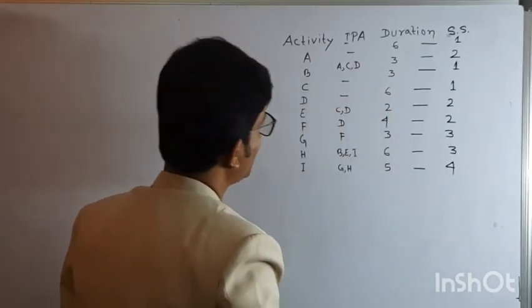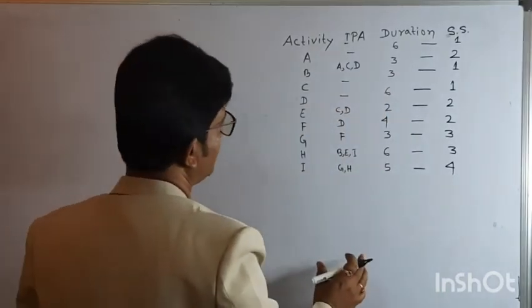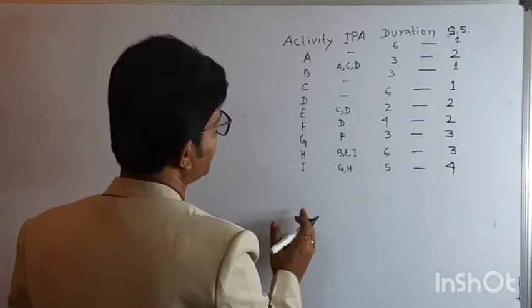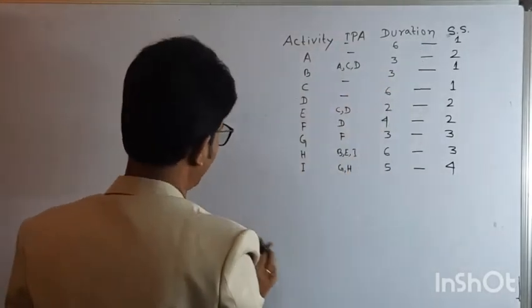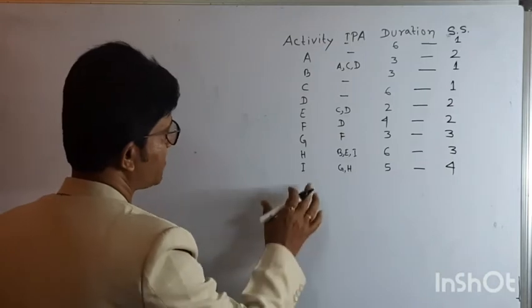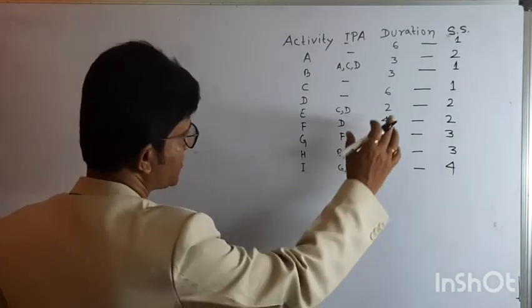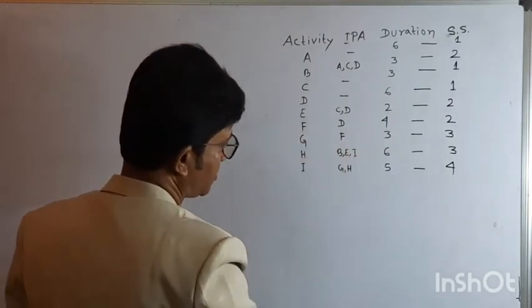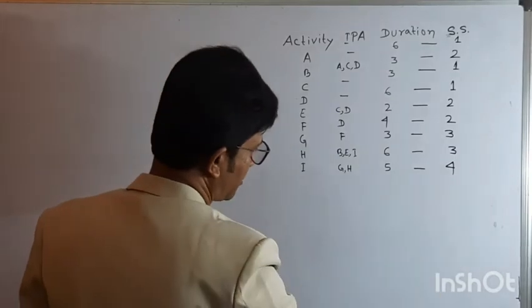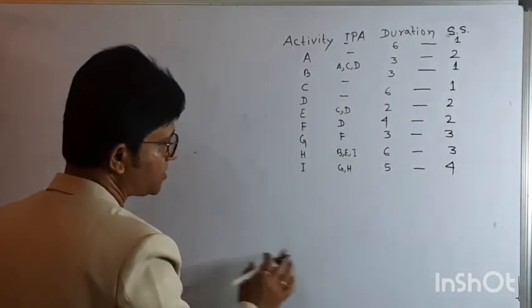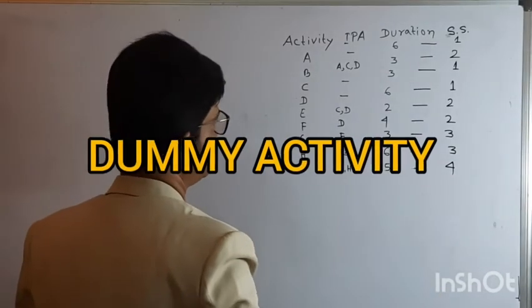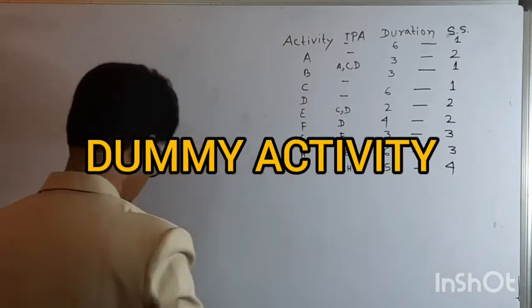Now you have to segregate sequence step number 1 in one column, sequence step number 2 in another column, sequence step number 3 in another column, and sequence step number 4 in another column, and you have to connect all these by means of dummy activities. So how can it be done?